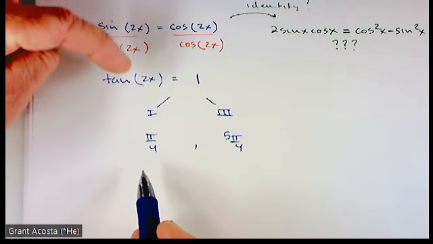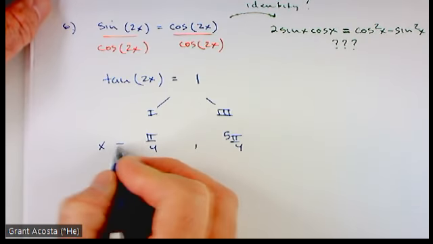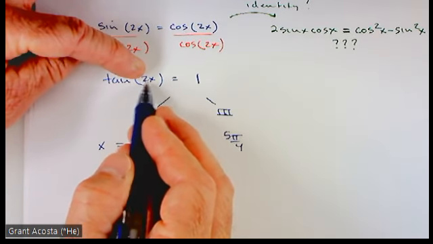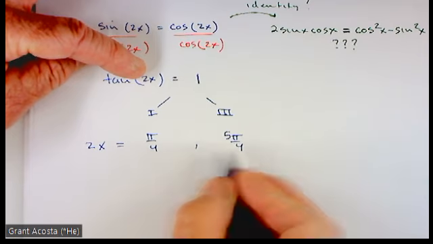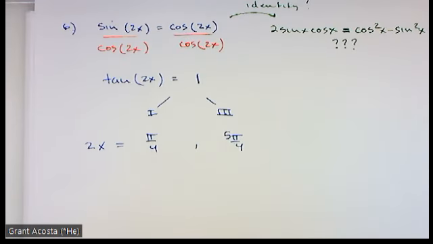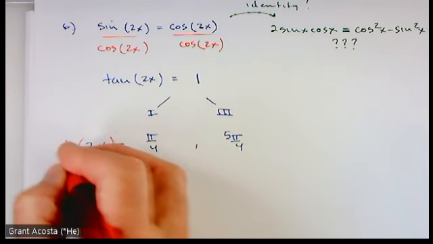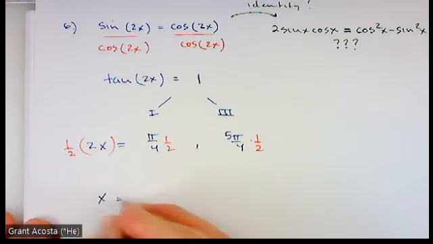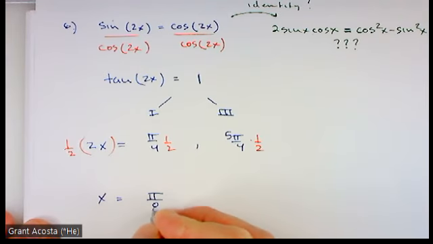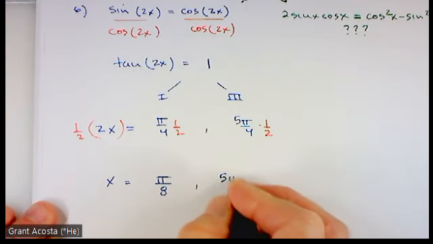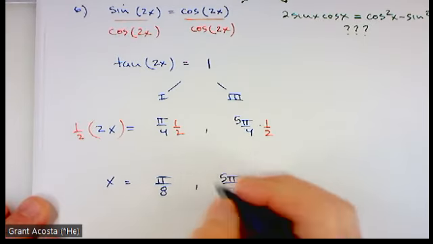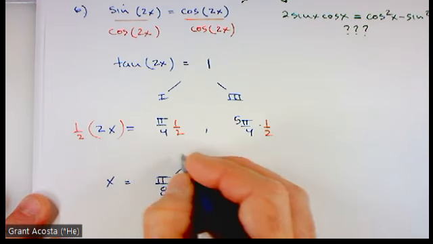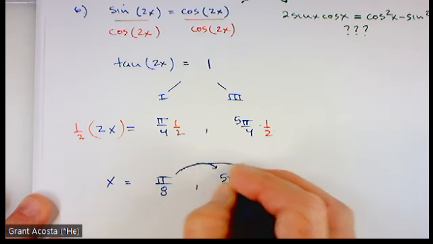Same idea as the previous problem. If this was just x, tangent of x equals 1, then x would have been pi over 4 and 5 pi over 4. But since it was tangent of 2x equals 1, that means that 2x equals these angles. And to get x by itself, I'm going to multiply by 1/2. That's going to give me pi over 8 and 5 pi over 8. And just like the last problem, there's going to be more answers, which I want to find by adding the period.